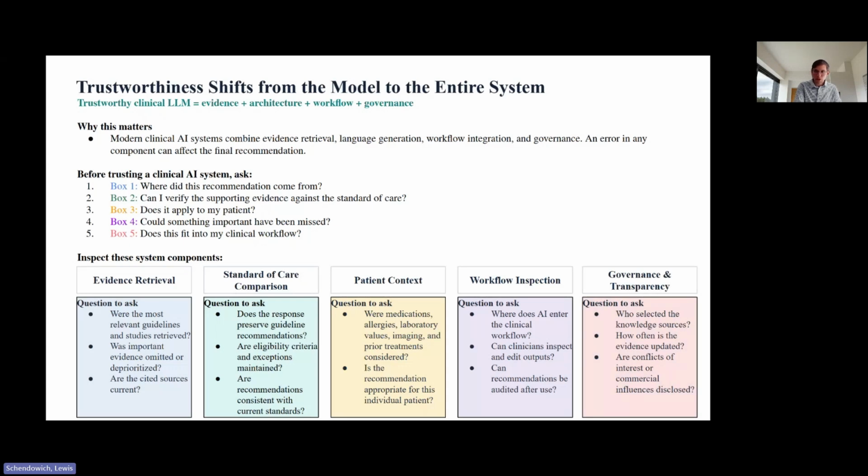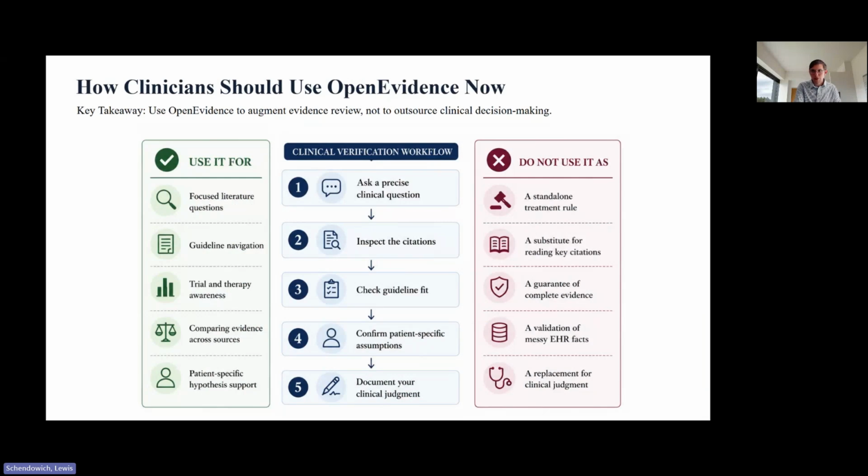And number 5, which is also very important, we also need to understand the governance behind it. Who selected the sources for it to be trained on, and how often is it being updated? Whether or not conflicts of interest are disclosed or commercial influences are affecting its recommendations. So the key point is that trustworthiness comes from evidence, architecture, workflow, and governance of the entire system, not just accuracy. So the safest framing is to use OpenEvidence as an evidence assistant.